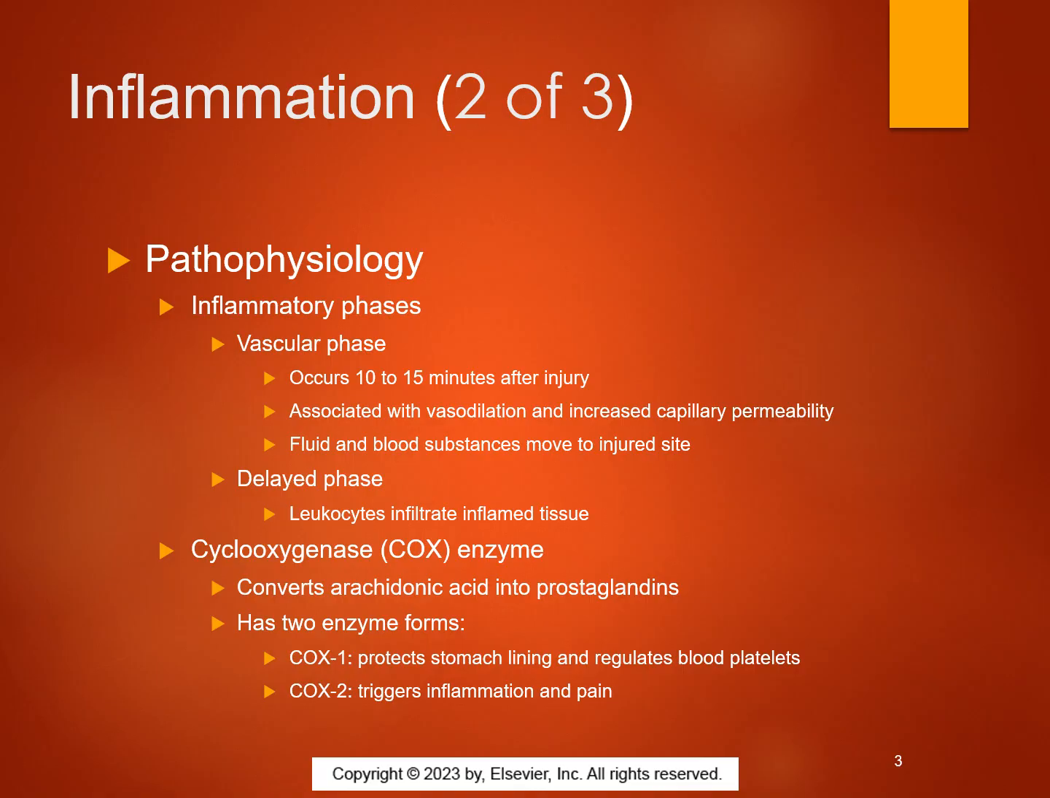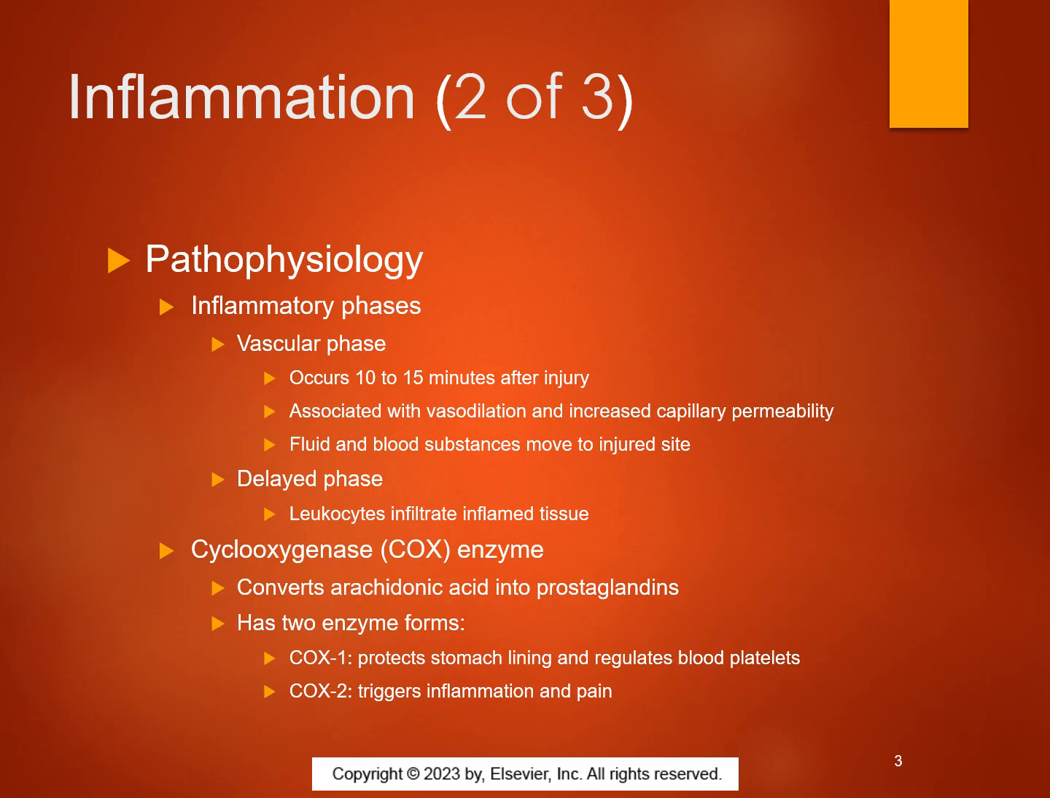Now, COX enzymes, this is something you really want to get nailed down, so we're going to go over it more than one time. COX enzymes are responsible for prostaglandin production, but they have very different jobs, and we're going to differentiate their jobs. COX enzymes convert arachidonic acid into prostaglandins, which cause pain, swelling, fever, and redness. So there's COX-1 and COX-2. COX-1 protects stomach lining and supports platelet function. COX-2 produces pain, fever, and inflammation.